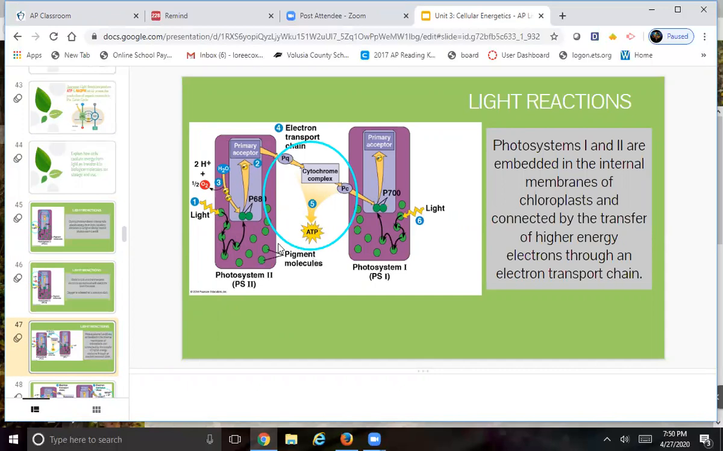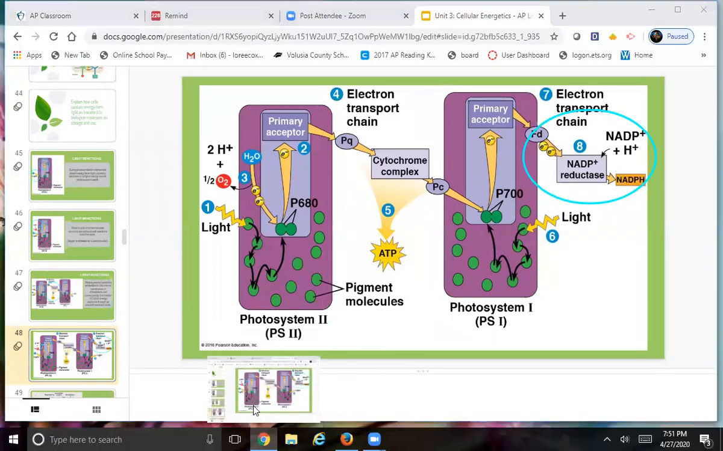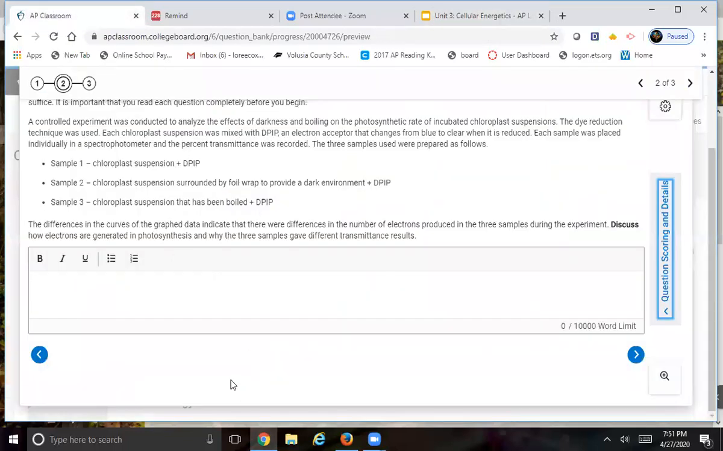We have some ATP that's generated in between the two of these, right, from that powering. And then in that second zap, we have NADPH that's generated, right? So we go from water donating electrons, moving down that electron chain, and then we have ATP and NADPH generated. So going back to our question, it was, discuss how electrons are generated.